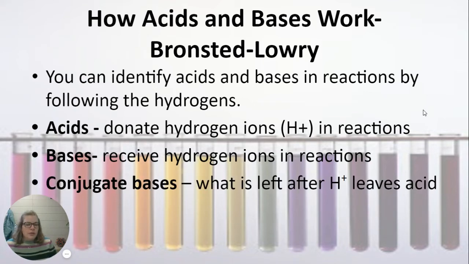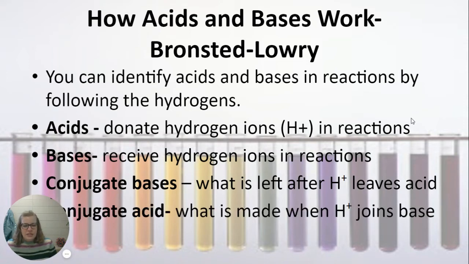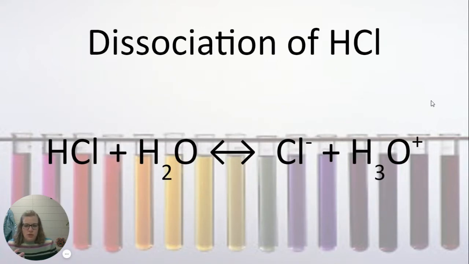When we talk about the Bronsted-Lowry definition, there are a couple of other terms that you need to know. One of them is the conjugate base. The conjugate base is what is left over after the hydrogen leaves your acid. And then the conjugate acid is what's made when the H plus joins the base. If we think about the base as something that's taking the hydrogen, the combination of the hydrogen and your original base is going to be your conjugate acid. Like I said, this maybe doesn't make a whole heck of a lot of sense till we see some examples. So here we go.